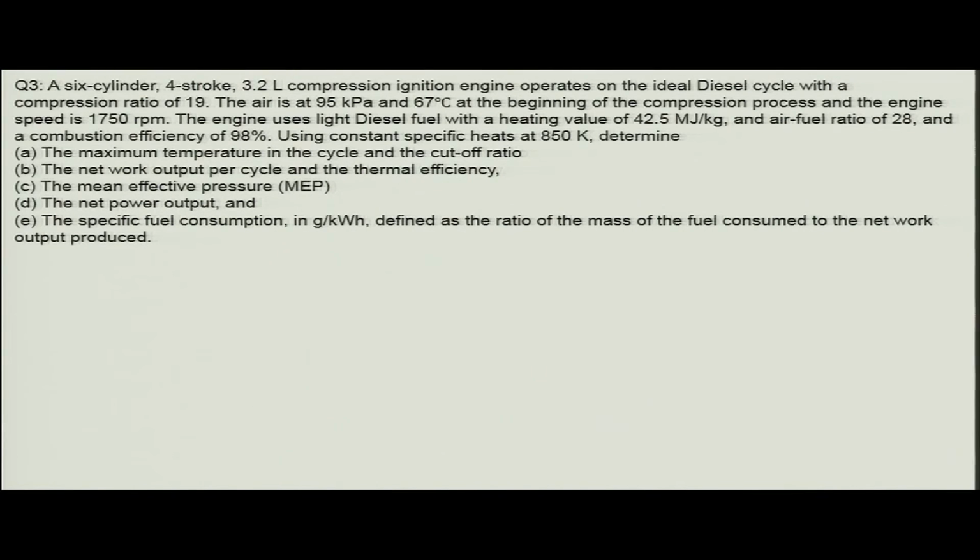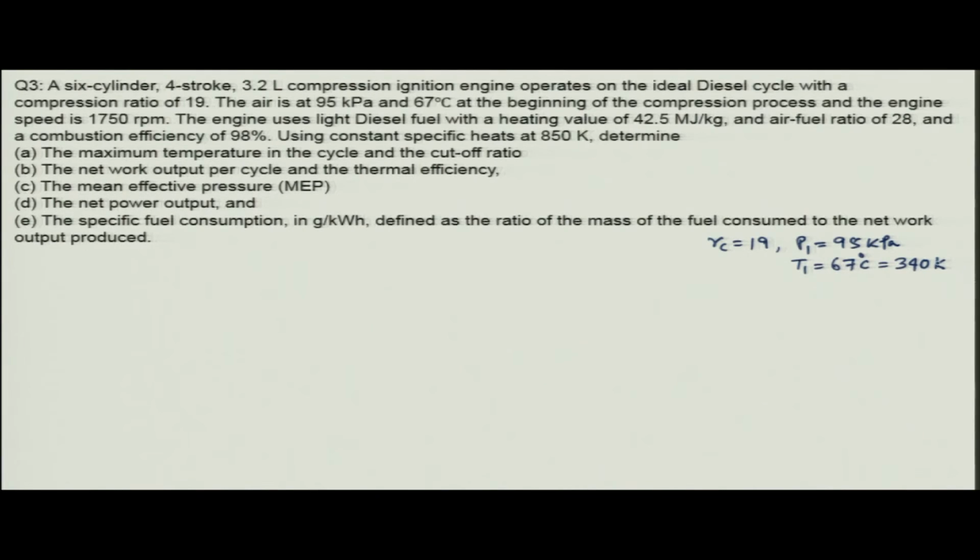So, this third problem is basically a 6 cylinder 4 stroke 3.2 liter compression ignition engine which operates on an ideal diesel cycle with a compression ratio of 19. Okay. So, compression ratio is given 19 and again P1 and T1 are given. The pressure at the beginning of the compression process P1 is 95 kilopascal and T1 is 67 degree centigrade, which is nothing but 340 Kelvin.